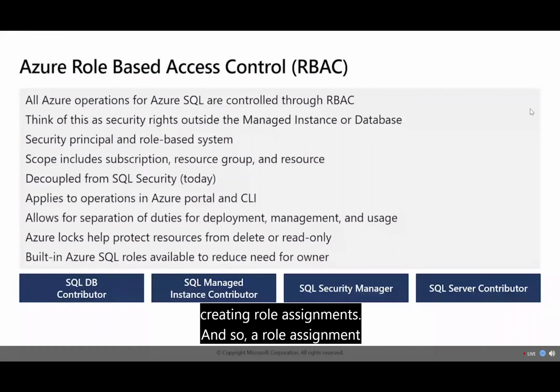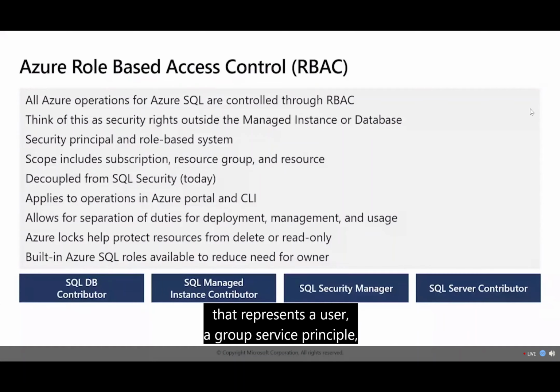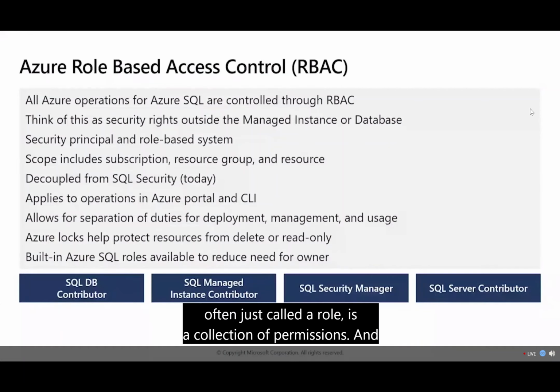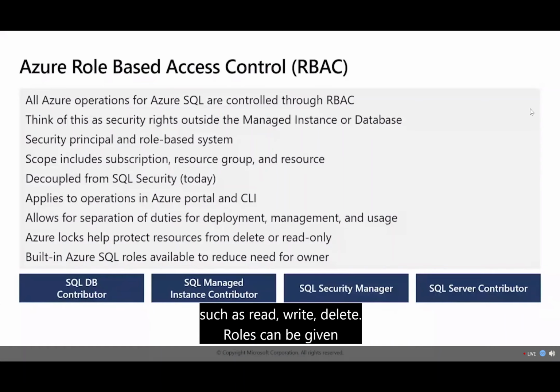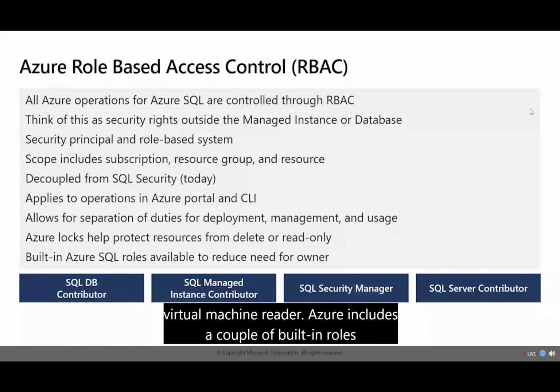So you can control access to resources using Azure RBAC by creating role assignments. And so a role assignment consists of 3 elements. It consists of a security principal, role definition, and a scope. So a security principal is an object that represents a user, a group, a service principal, or a managed identity that is used to request access to a particular Azure resource. A role definition, often just called a role, is a collection of permissions. And a role definition lists the operations that can be performed, such as read, write, delete. Roles can be given quite high-level names like owner or virtual machine reader.